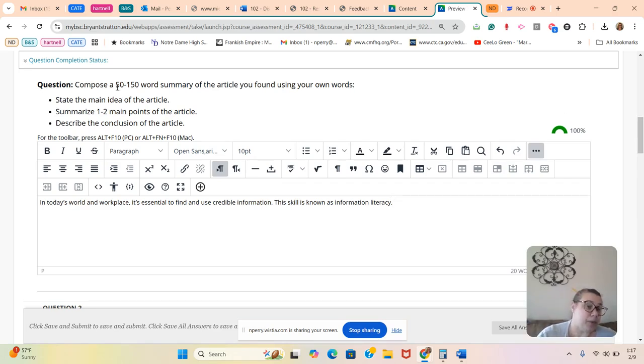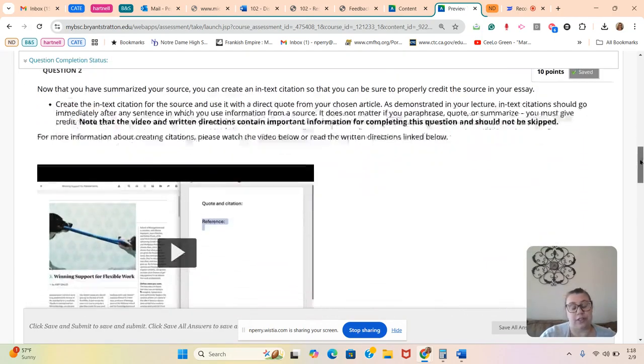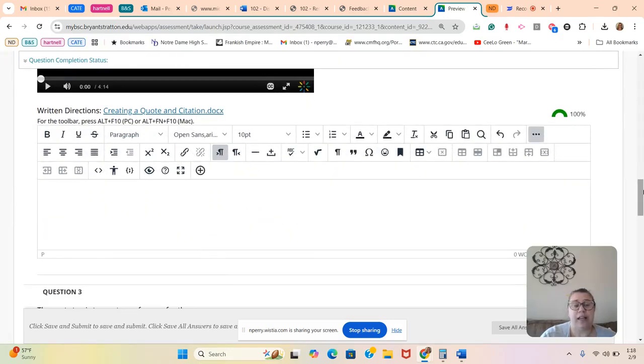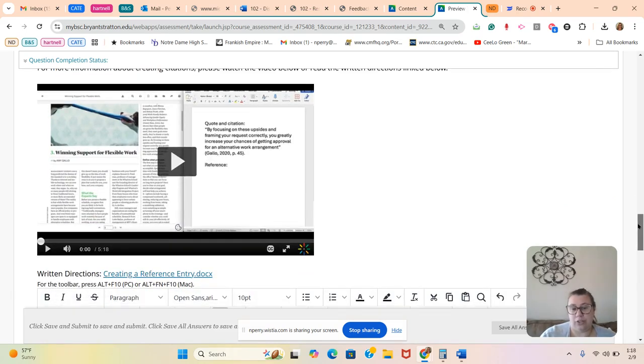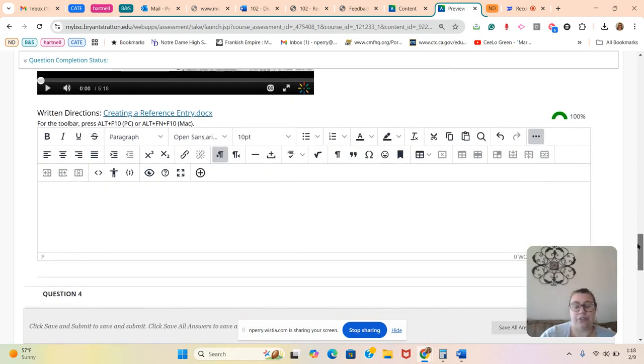Something really important to take note of is the word count. It does need to be between 50 and 150 words. I am going to have to take note of that, so please make sure that you're following those instructions. You're going to need a quote and an in-text citation. Then for the third, you have a reference, so make sure that you have the correct APA reference.